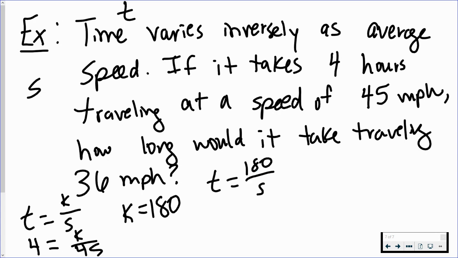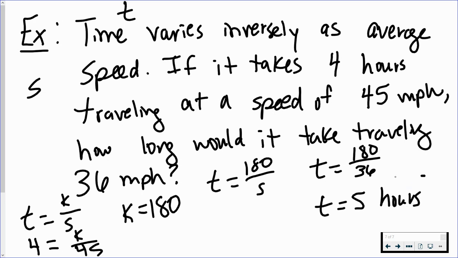Okay, they gave us a new s. The new s is 36. So in order to solve for the time t, we want to plug in 36 for the s, the speed. So 180 divided by 36 will give us 5 hours.